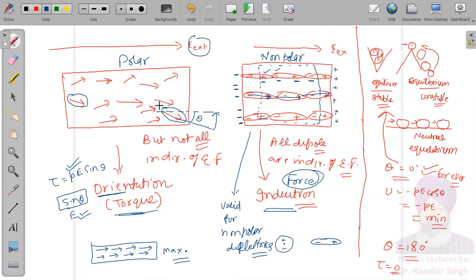But what will happen in case of polar molecules? It is not necessary. Look at this. This is the head of one dipole, and look at this. This is the tail of the second dipole. Are these in contact with each other? No, sir. If these are not in contact with each other, can they cancel out?